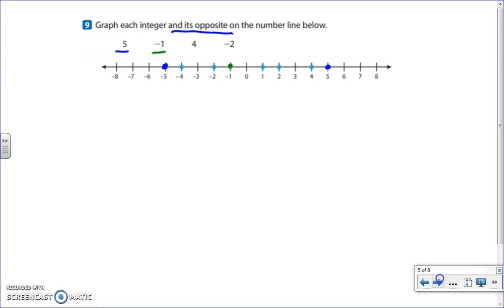-1 right here, its opposite would be +1 right here. You can see that they're both the same distance from 0. 4 is right here. 1, 2, 3, 4. In the other direction of 0 would be -4. So hopefully you're starting to see a pattern here with opposites. It's the same exact number, just with the opposite sign. -2 is here. +2 is here. Those are opposites. So you can see a different color for each opposite pair.